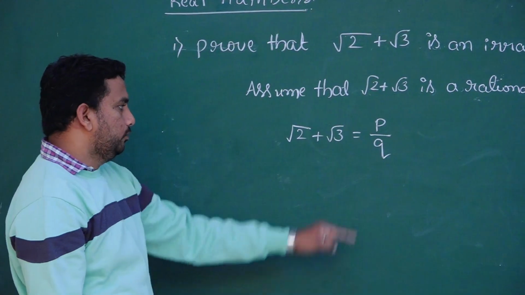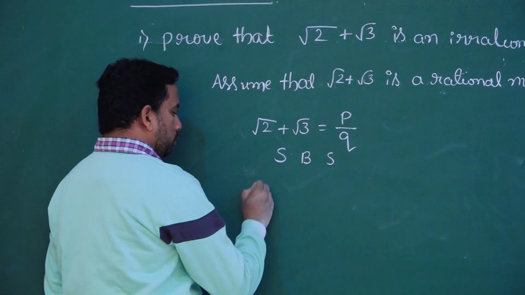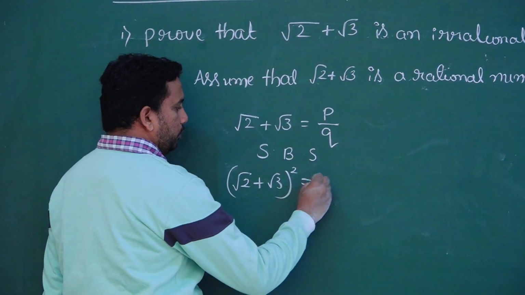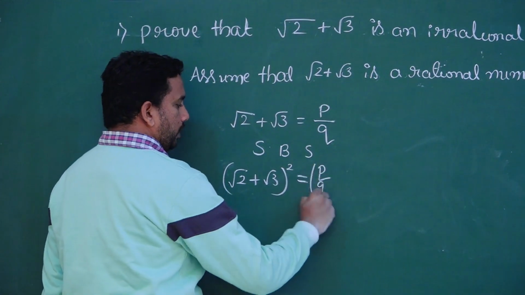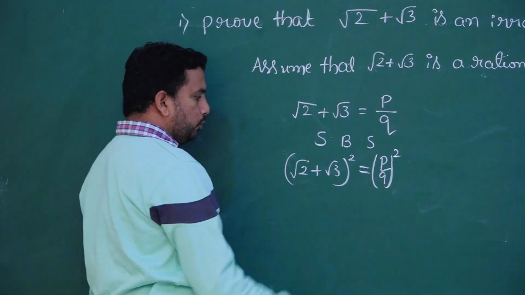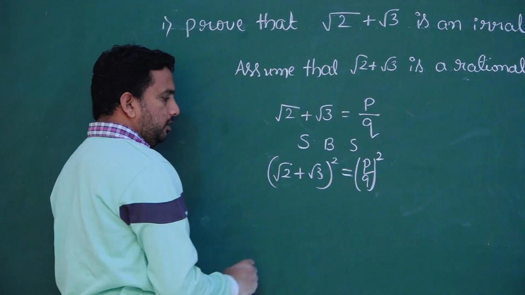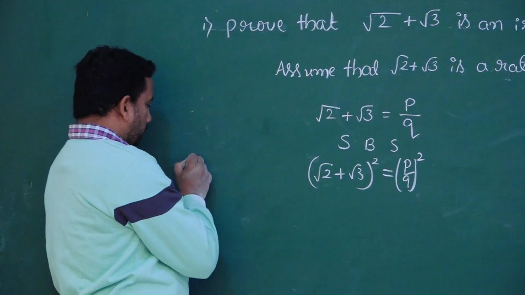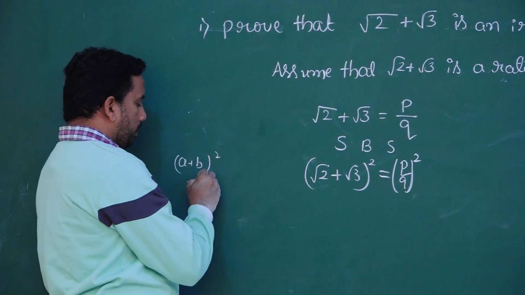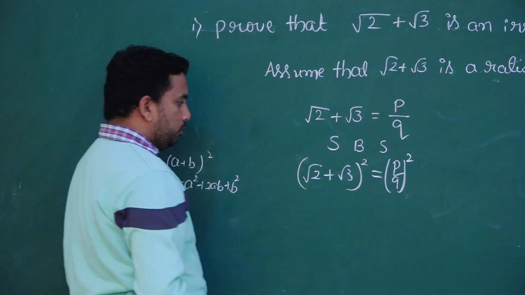Squaring on both sides, what we get is (root 2 plus root 3) whole square is equal to (p by q) whole square. This one we have to expand using the form (a plus b) whole square. What is (a plus b) whole square? It is equal to a square plus 2ab plus b square.